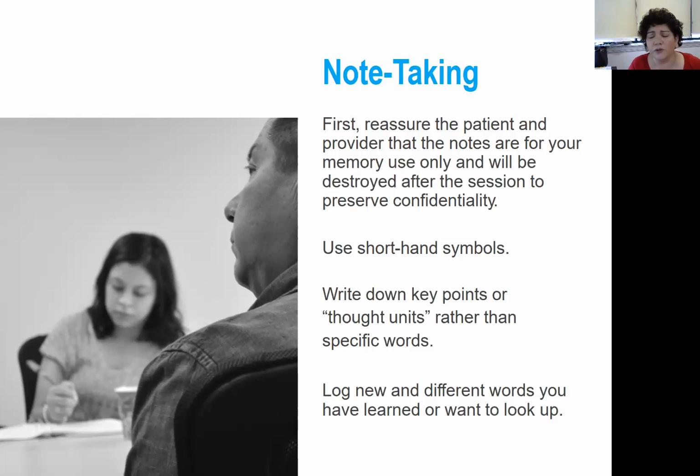For me, I use notes to write down numbers because I have a tendency, when I'm thinking really fast, to transpose my numbers. I want to make sure that dosages, dates, all that, I get correctly. So I usually tend to jot those down really quickly so I can go back and refer to them later on.